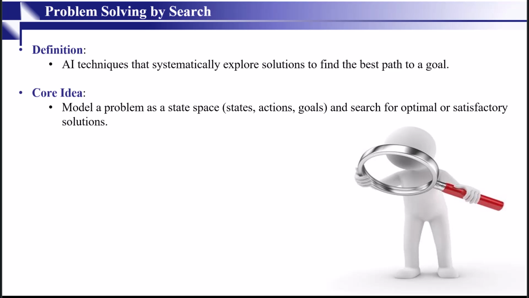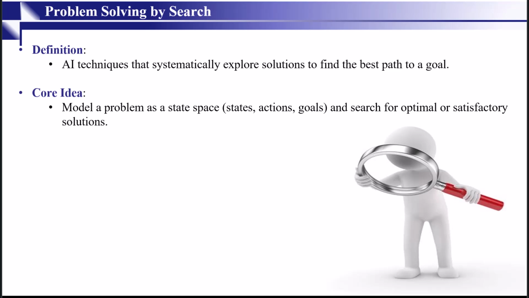The fundamental principle here is to model a problem as a state space. Here, we have states, like all possible configurations, for example, positions in a maze. We have actions that transit between states. We take an action, we move from one state to another state. Then we have a goal state. This is the desired state to be achieved. We want to finish it, right?